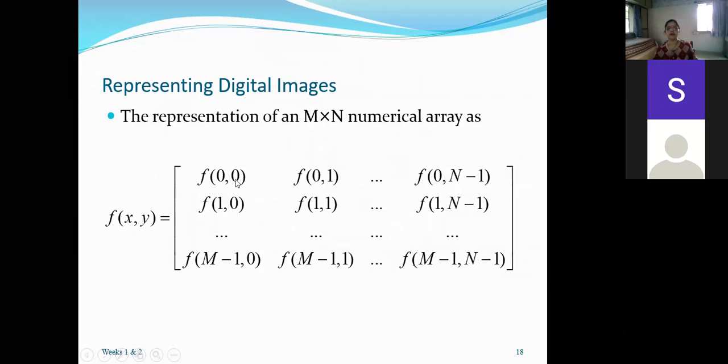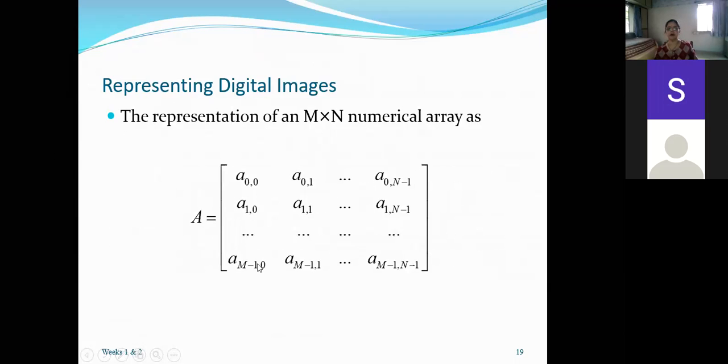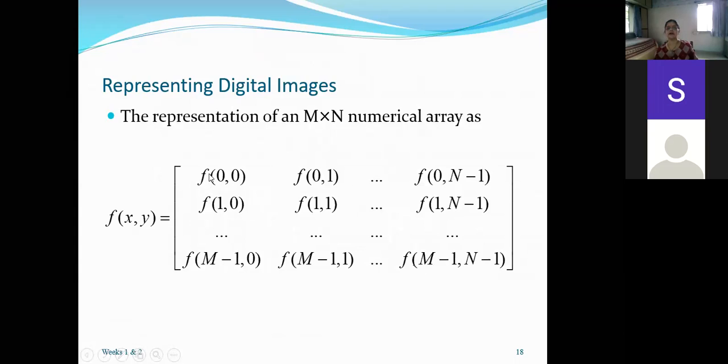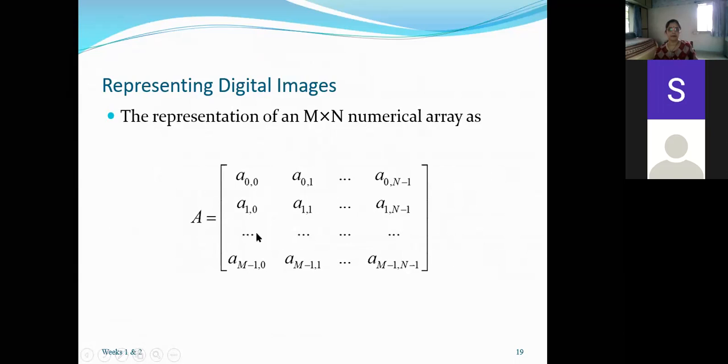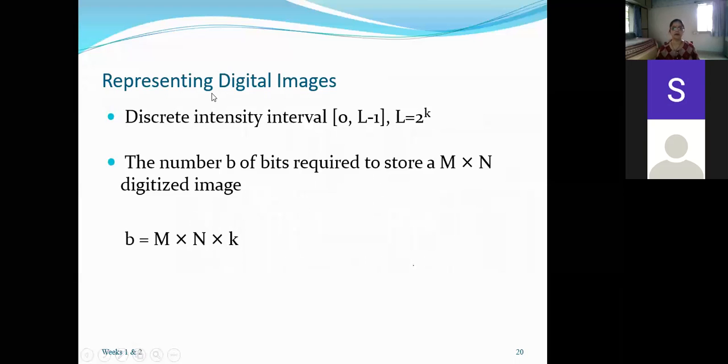The same thing you can represent in another format as shown here, a00, a01, etc. So a00 is nothing but f of 0,0. So these are representations of digital image.